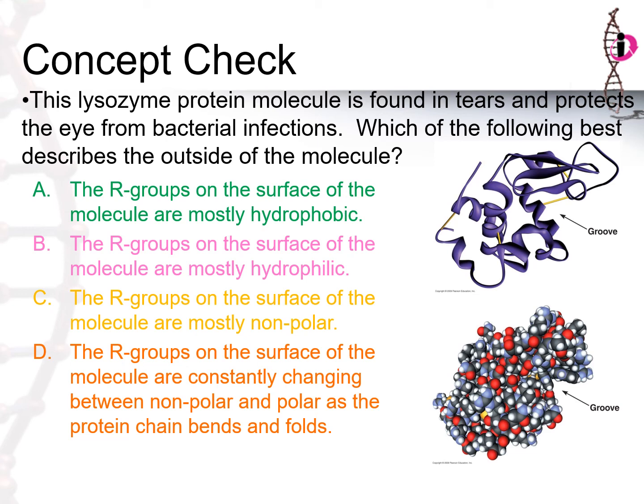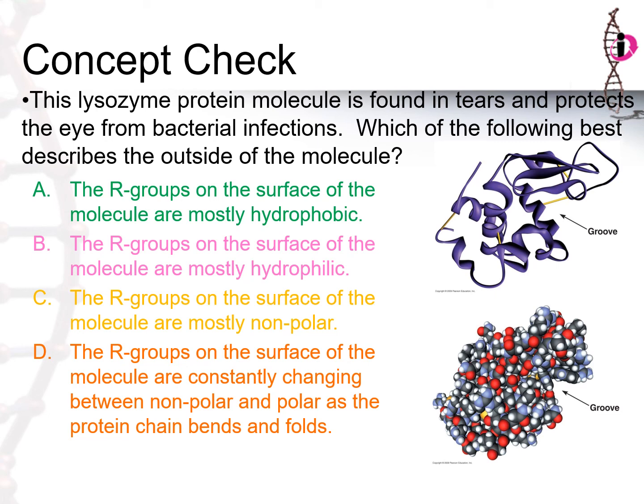Okay, so this question states, this lysozyme protein molecule, so we know we're talking about a protein, is found in tears and protects the eye from bacterial infections. So if it's found in tears, that means it has to be dissolved in water, right? Because tears are watery. So which of the following would best describe the outside of this protein molecule? So basically, when a protein folds up into its three-dimensional shape, some R groups are going to face inward, other R groups are going to face outward. Keep in mind, some R groups are hydrophobic and some R groups are hydrophilic. So if you have to be dissolved in water, what kind of R groups would you want facing out?